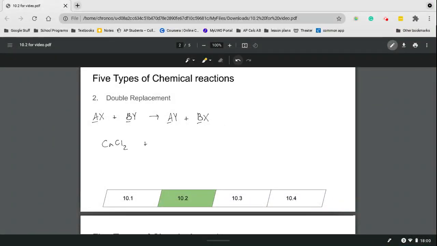CaCl2 plus Na3PO4 goes to Ca3(PO4)2 plus NaCl, balanced with 3, 2, 1, 6. Again, Ca has now switched which one it's with. And so it's just, they're switching around.